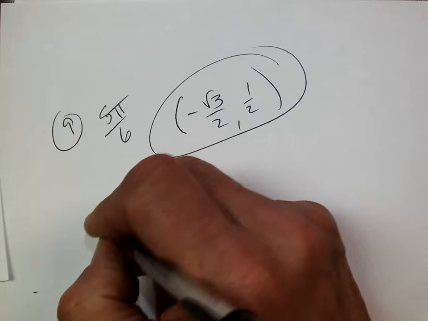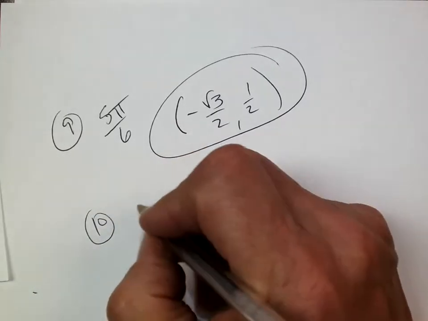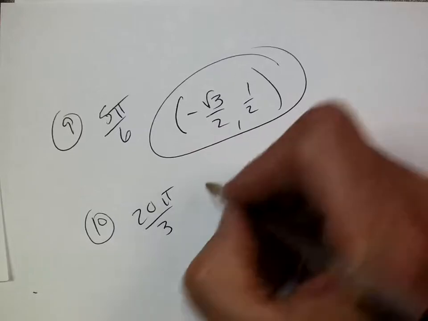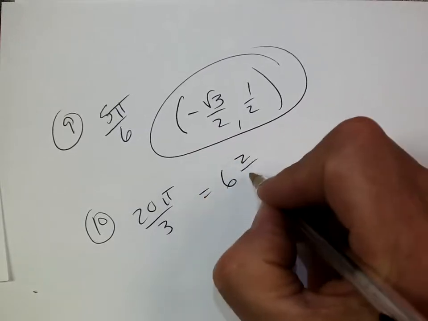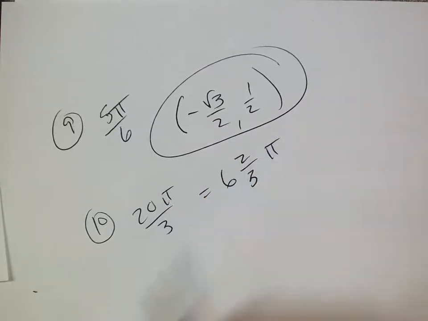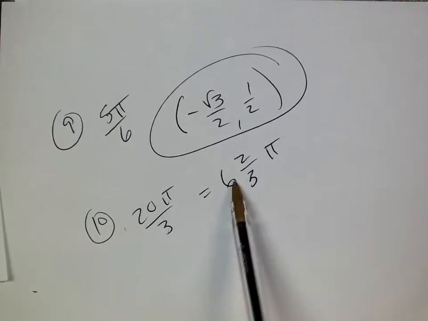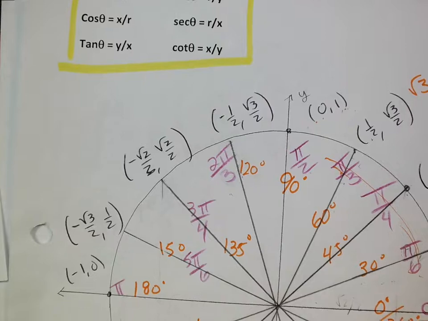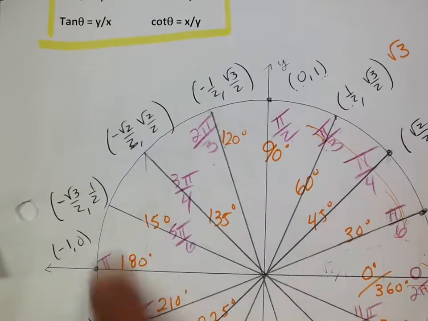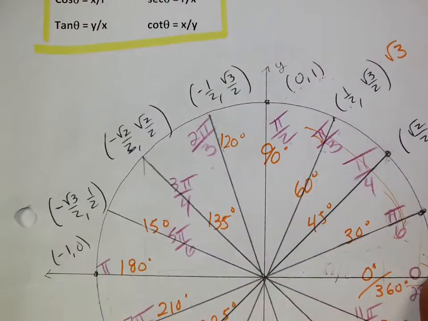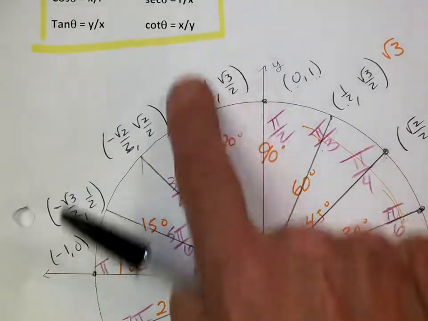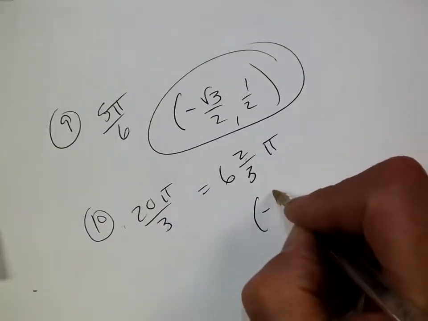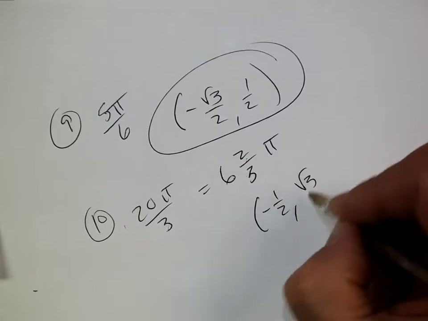Number 10. I've got a 20 pi thirds. 3 goes into 20 6 times with 2 left over, right? You guys agree with that? So let's take a journey, right? 1 pi, 2 pi, 3 pi, 4 pi, 5 pi, 6 pi, and then I need 2/3 of a pi. Puts me right there. So there's my terminal point at negative 1/2, square root of 3 over 2. Okay?